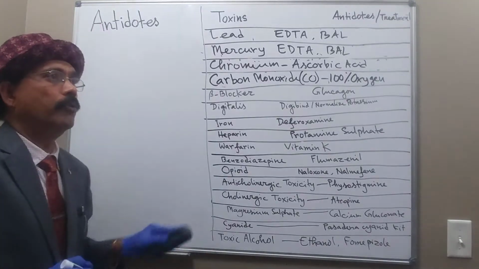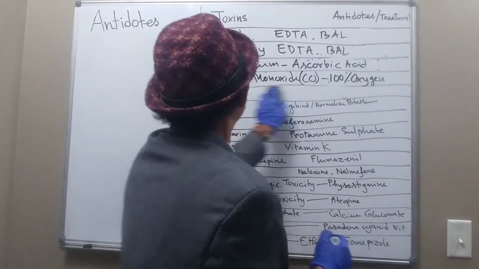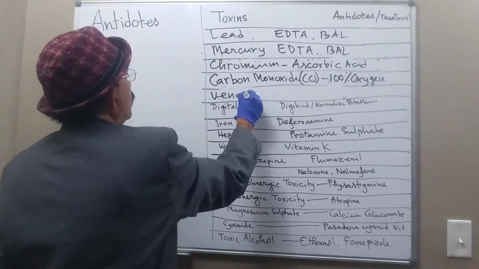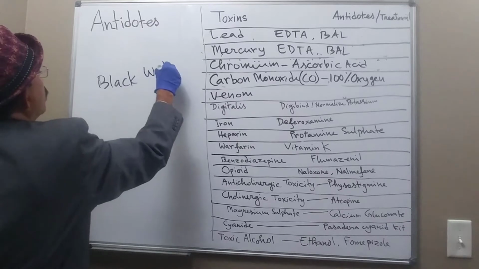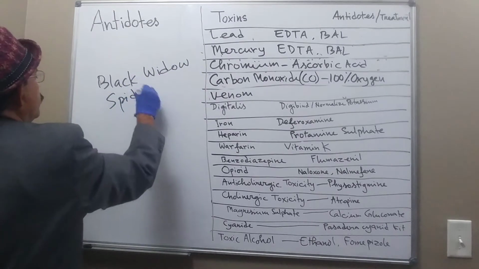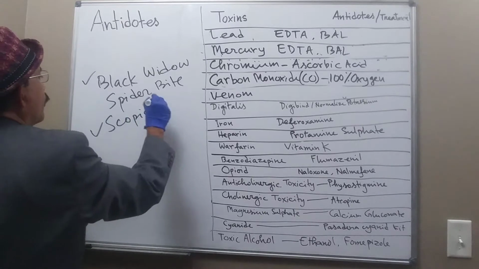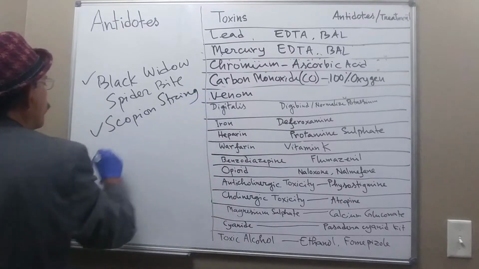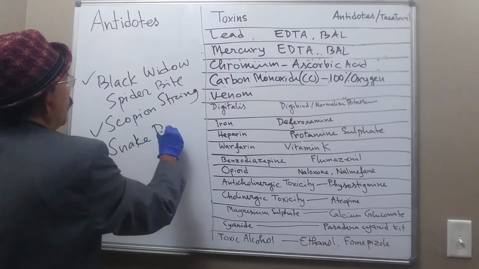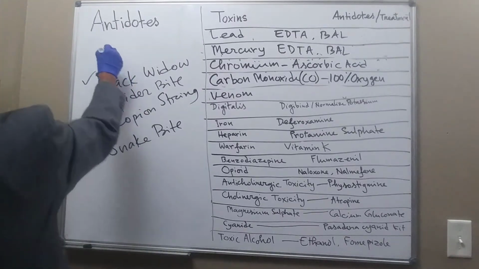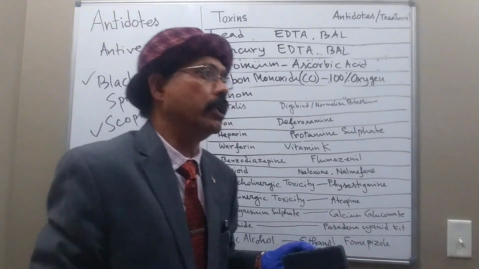We may add a few more things. If we go to the venoms, like the venom from a black widow spider bite, or from a scorpion sting, or from a snake bite, for the venom we have the antivenom.